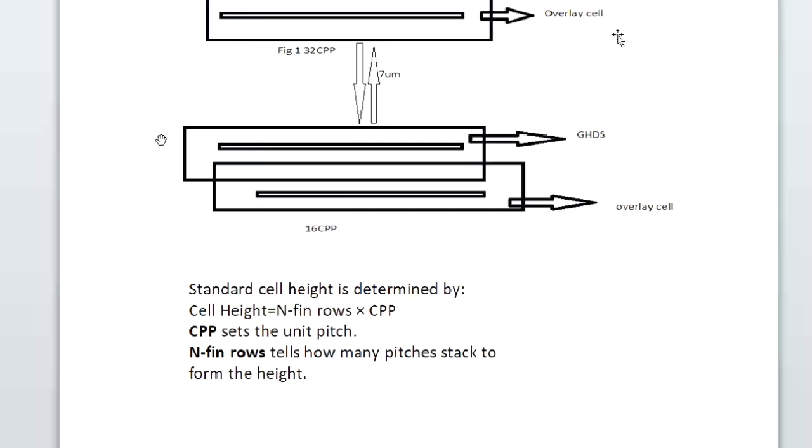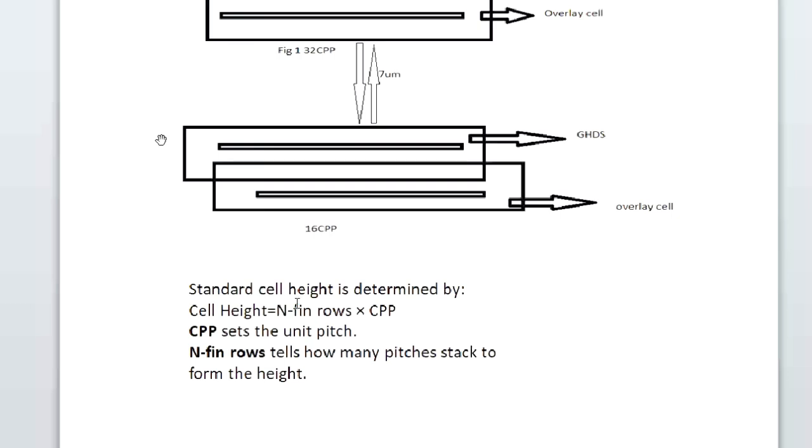Because the overlay cell has wide metal straps and via redundancy, it has low resistance but high current carrying capability. It helps the GDHS deliver more power to the power grid, and it also helps with DFM. DFM means design for manufacturing, for robustness. So all these things.